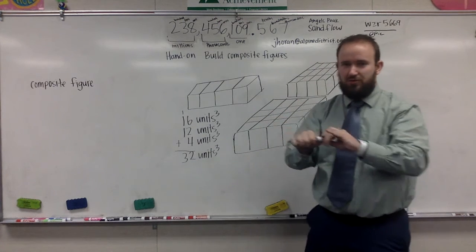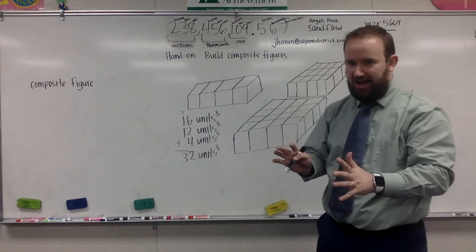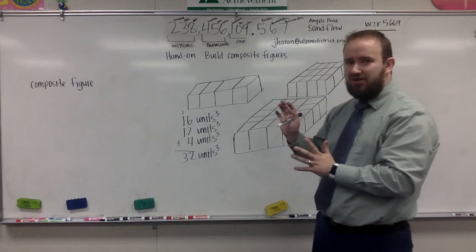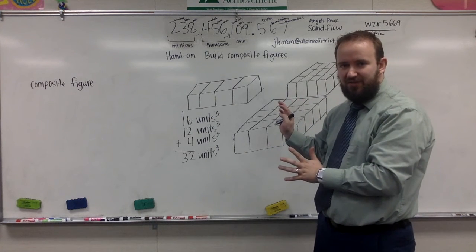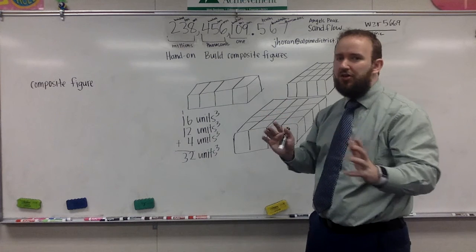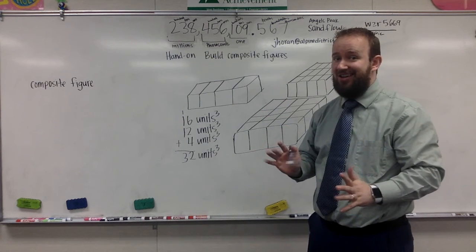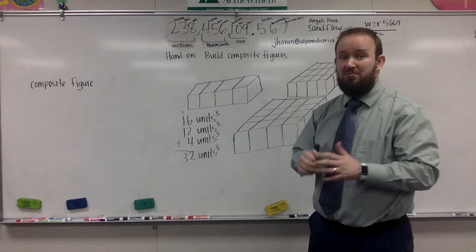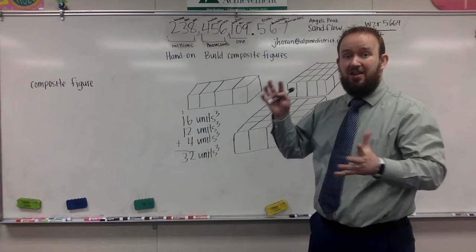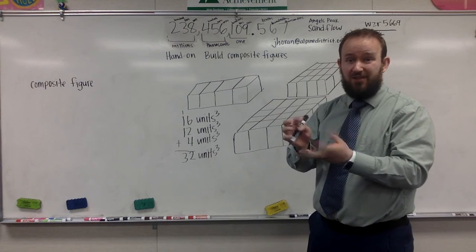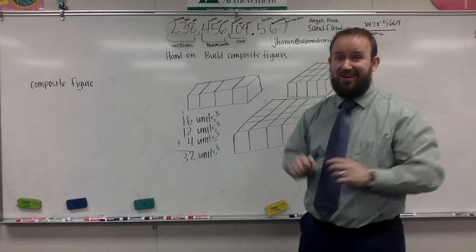So I can just realize that you understand that composite figures, while originally scary to find the volume, if you break them into chunks, you're going to be just fine. All right. So composite figures are when you have multiple three-dimensional figures that are combined together to find the volume. Separate them. All right. Thank you.